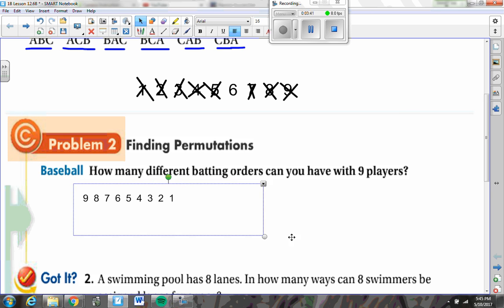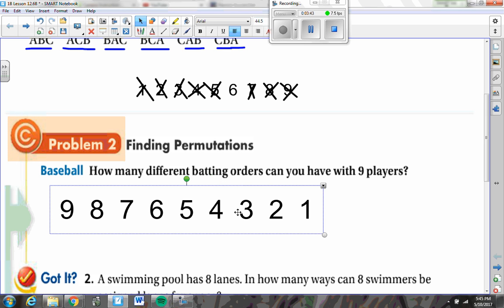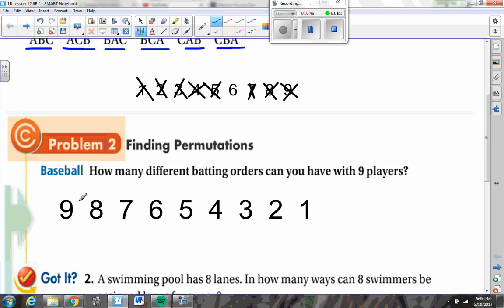Now, in order to figure out how many different ways we can do this, I take all of those choices that I just talked about, 9 choices for the first batter, 8 choices for the second batter, 7 choices for the third batter, and so on, and I multiply all of these things together. I do 9 times 8 times 7 times 6 times 5 times 4 times 3 times 2 times 1. That ends up equaling a very large number.